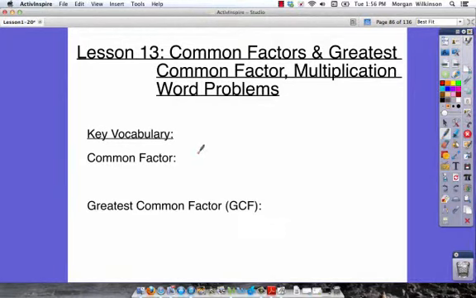Lesson 13 is about common factors and the greatest common factor. We're also going to talk about multiplication word problems. Now, we've got some key vocabulary to start with: common factor and greatest common factor. Let's look at common factor first.